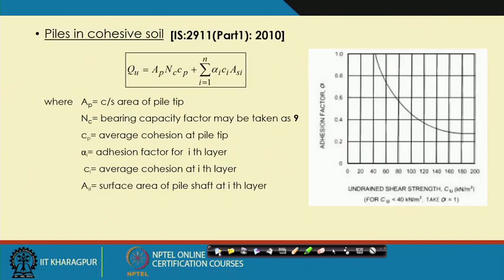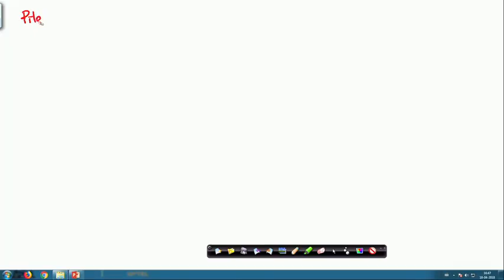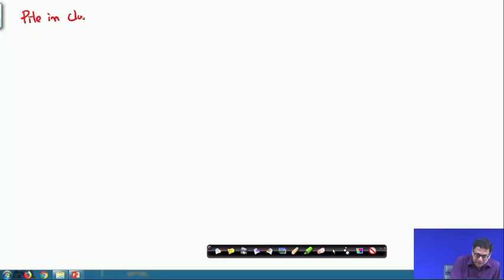Okay, so now I will solve a problem for layered soil. Because I have now solved the problem for only single layer homogeneous soil, now I solve a similar problem for layered soil, so pile in clay, and this is for the layered soil.